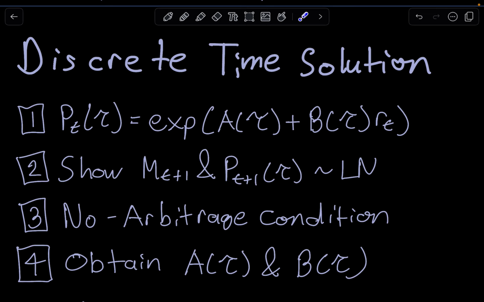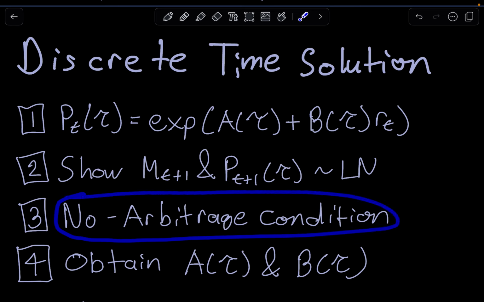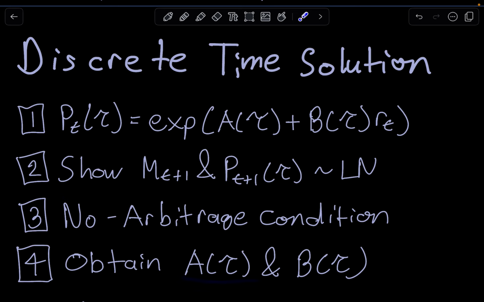So for the discrete time solution, you need to know these 4 steps. First off, you start by assuming the solution, and then you need to show that both the stochastic discount factor and the price equation are both log normal. Then you need to apply the discrete time no arbitrage condition, and then you need to obtain A and B. This is a fairly simple process, but it just takes a bit of time.